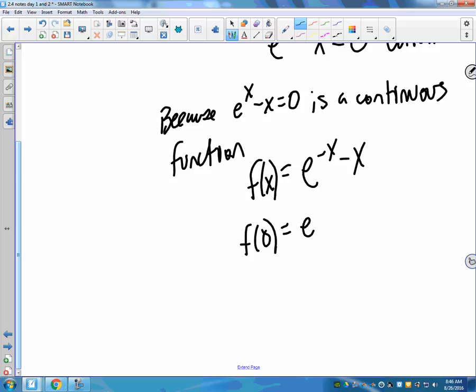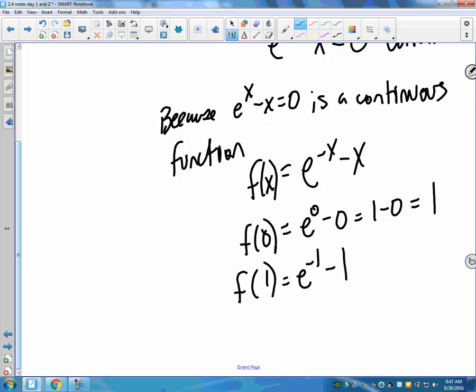I would get e to the 0 minus 0, right? Which is 1 minus 0, which is 1. So far, so good? What if I plug in 1? e to the negative 1 minus 1. That's just 1 over e minus 1.